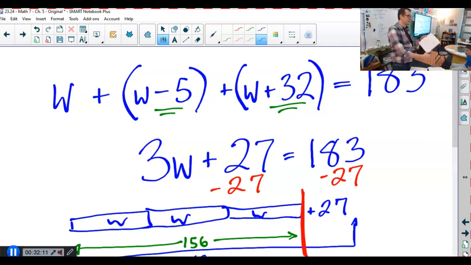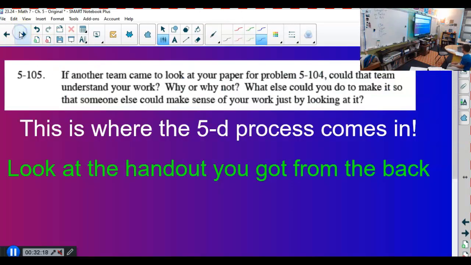So, flip to the back of this paper. You'll get to decide whether you do the 5D process or whether you do algebra. You are welcome to do the 5D process.